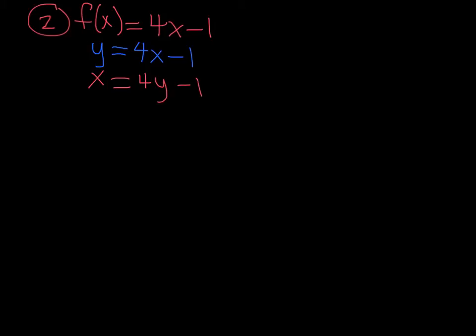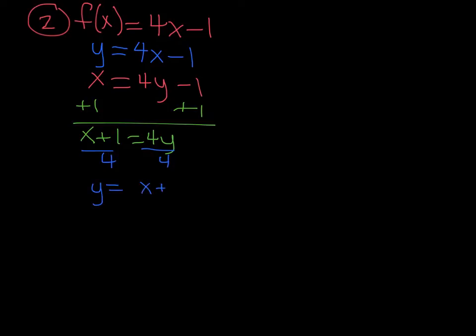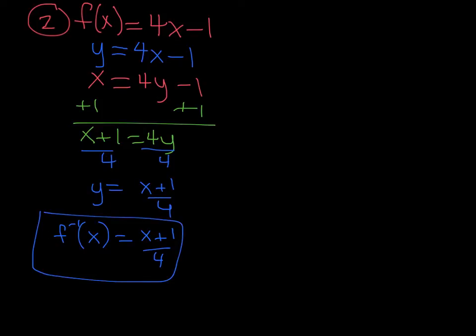The next thing I need to do is solve for y. I do that by moving over my 1, which gives me x plus 1 equals 4y, followed by dividing both sides by 4. I get y equals x plus 1 over 4, or f inverse of x equals x plus 1 over 4. This is my final answer.